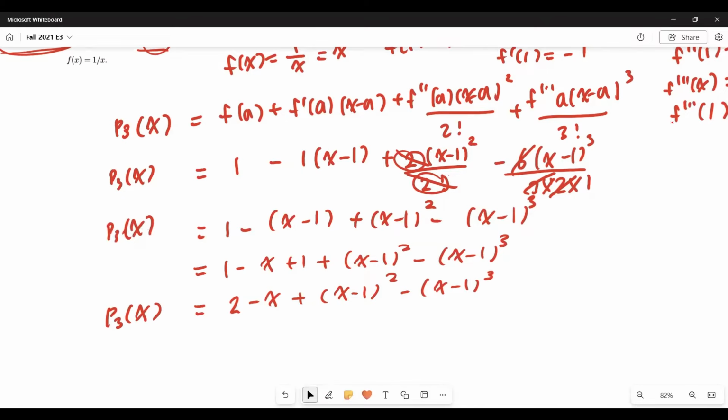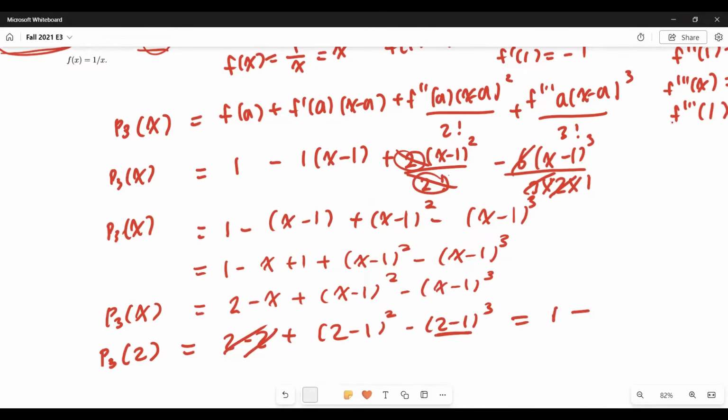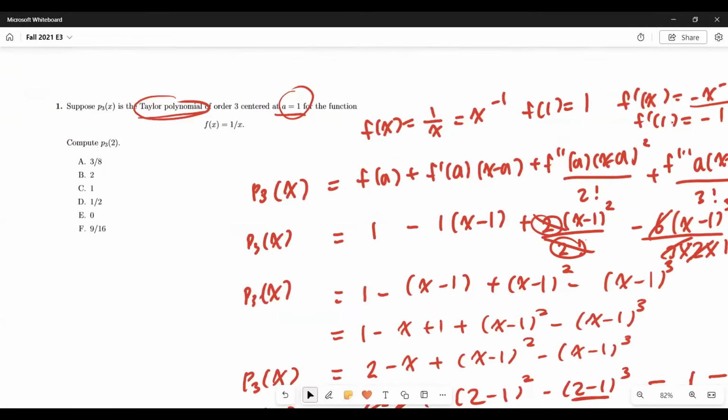Okay, but we're curious about P3 of 2, so plug in 2 for x. 2 minus 2 plus (2 minus 1) squared minus (2 minus 1) cubed. This cancels out. So it's going to be 1 minus, this is also 1, which is 0. So the answer for this question is E.